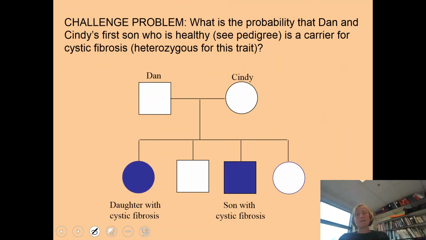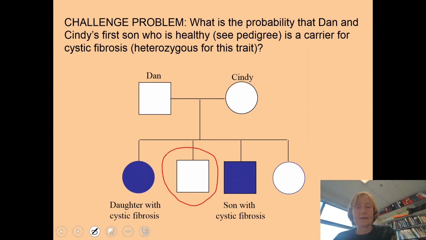Oh, here's a fun challenge problem. Oh, you're going to love this one. You're going to love it. Okay, remember Dan and Cindy's pedigree. So first daughter has cystic fibrosis, and then third child has cystic fibrosis. This guy right here is healthy. I want to know, what's the probability that he is a carrier for cystic fibrosis?